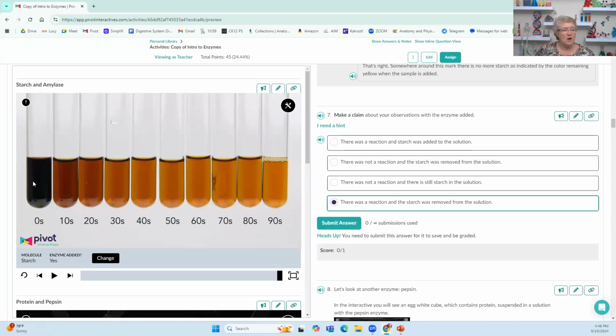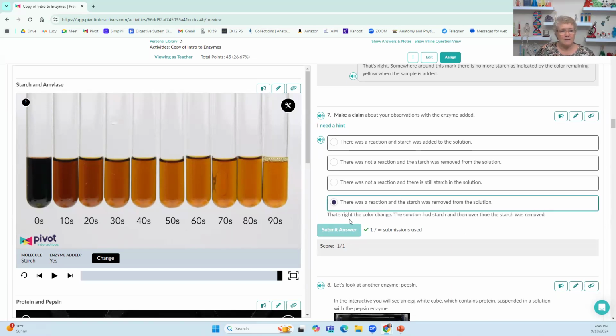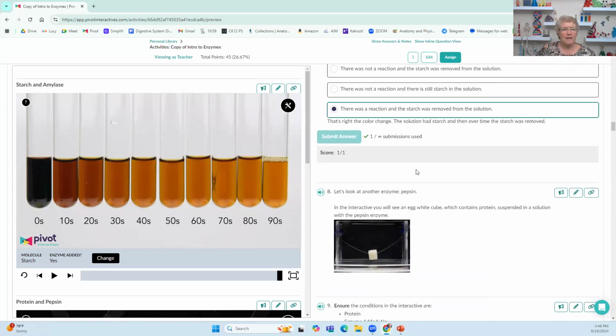At the beginning, there was starch. We know because the IKI turned it black. At the end, there wasn't because the IKI didn't turn it black. So we submit our answer. That's right. The color changed. The solution had starch. Then over time, the starch was removed. Okay, now that's the end of that one.